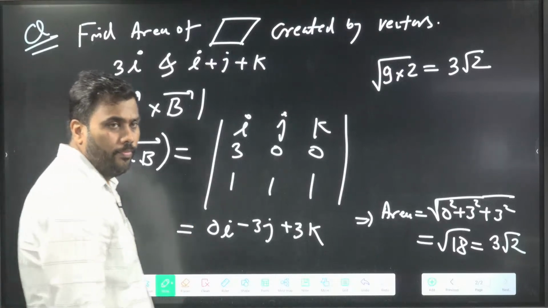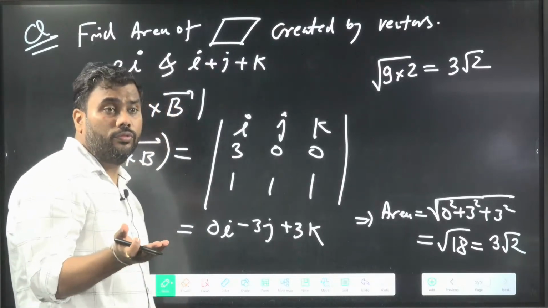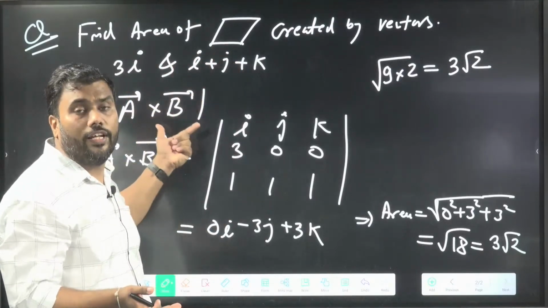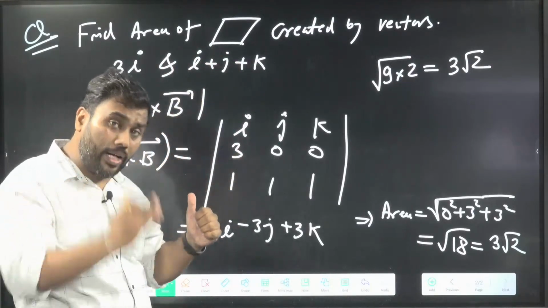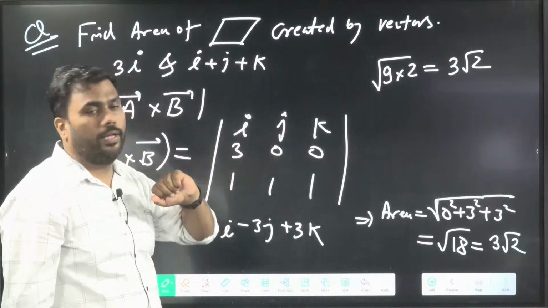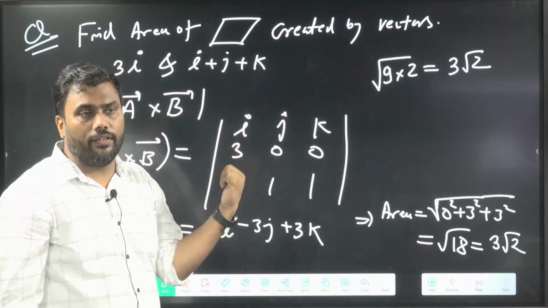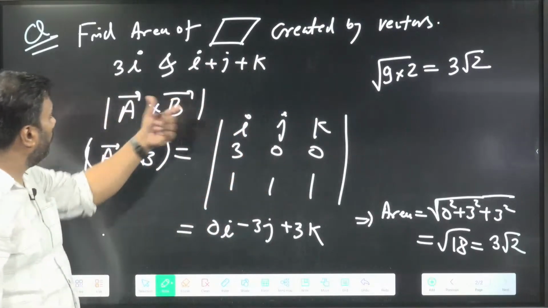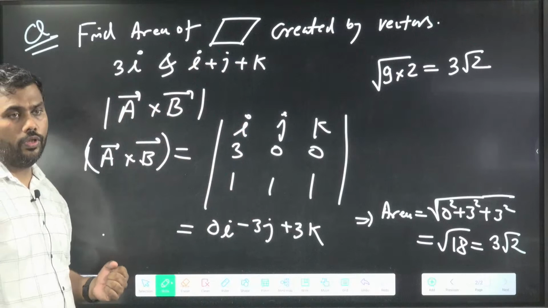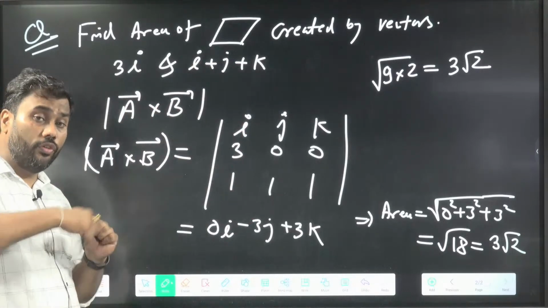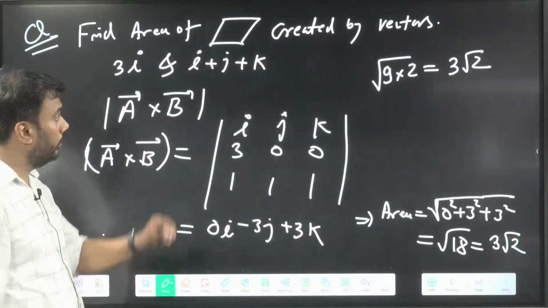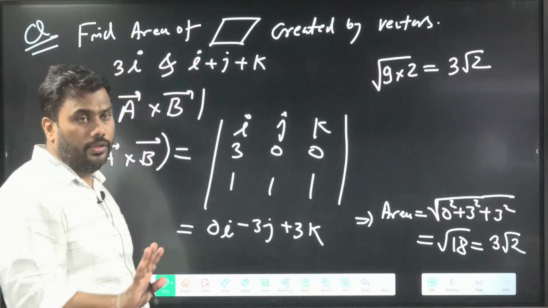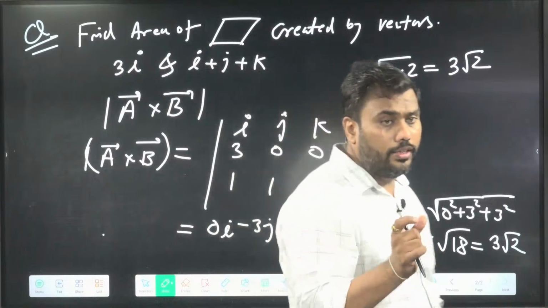Yes, we don't need to divide by 2. We are asking for the area of a parallelogram, which is just the magnitude of A cross B. If I ask you the area of a triangle, then you will need to divide by 2. The formula for a parallelogram is mod of A cross B. If I was giving you diagonals, then you would need to divide by 2. These are not diagonals. Is this clear?